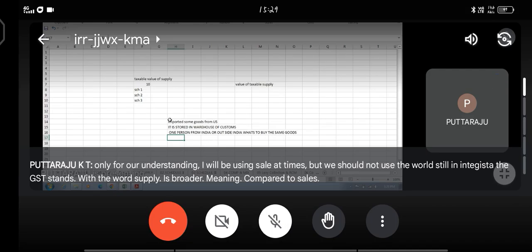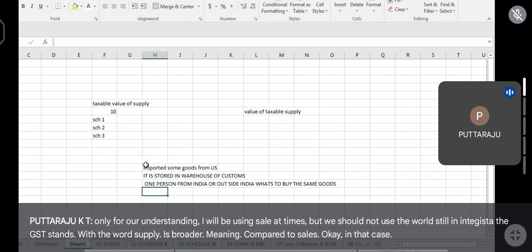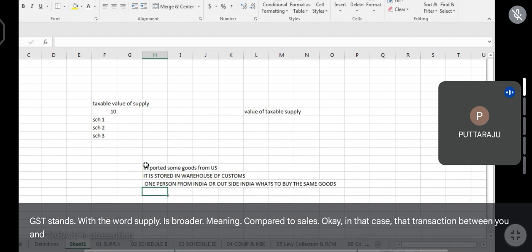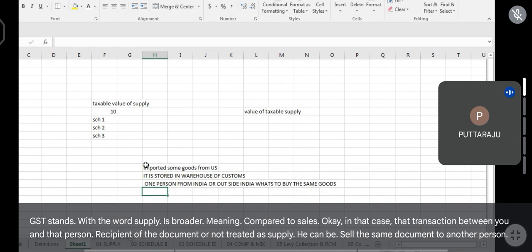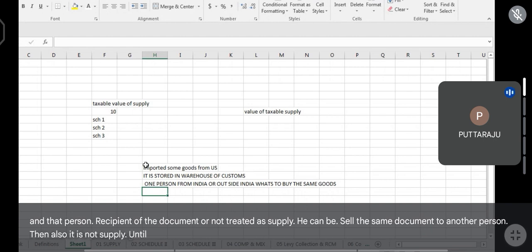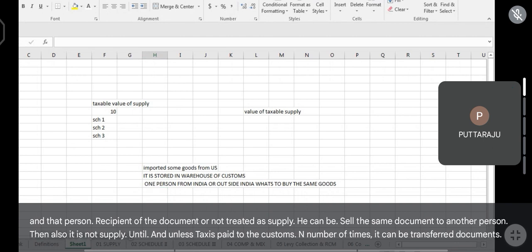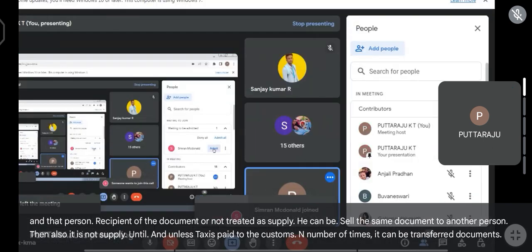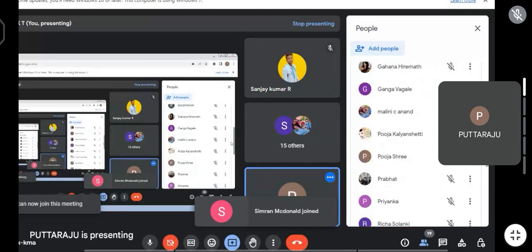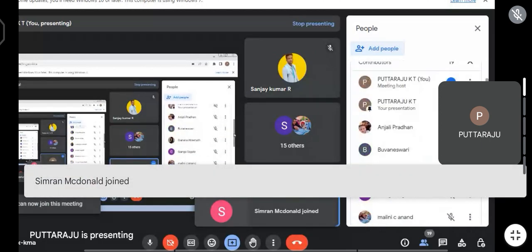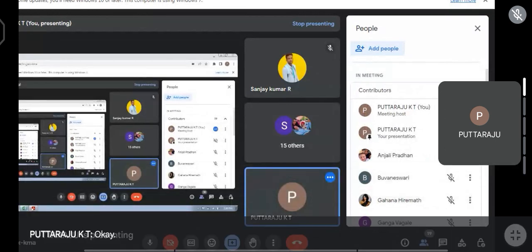Okay? In that case, the transaction between you and that person, the recipient of the document, is not treated as supply. He can sell the same document to another person, then also it is not supply. Until and unless tax is paid to the customs, n number of times the documents can be transferred. Okay, understood?